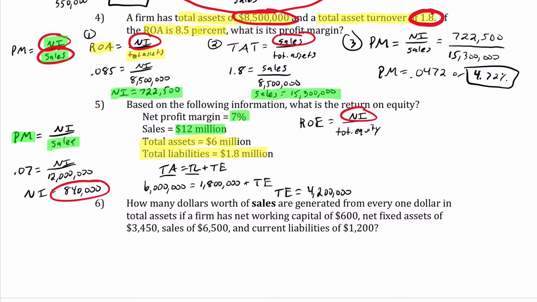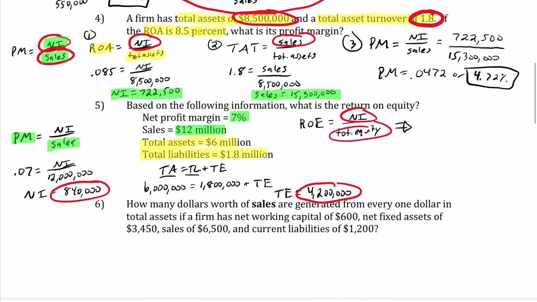Now I've solved for the bottom part of my return on equity equation. I can insert the net income and total equity values and solve for the return on equity. Net income was 840,000. Total equity was the 4.2 million we just calculated, and I end up with a return on equity of 0.20, or oftentimes referenced as a percentage, 20%. So on their equity investment, they are generating a 20% return in the form of net income.